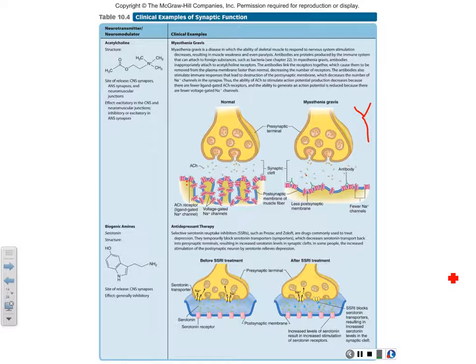So that's what happens in addiction. Addiction happens when you abuse cocaine, heroin, LSD, or some of those drugs. What you're doing is blocking the reuptake of this neurotransmitter, so that you are flooding the synapse with this neurotransmitter, with what?